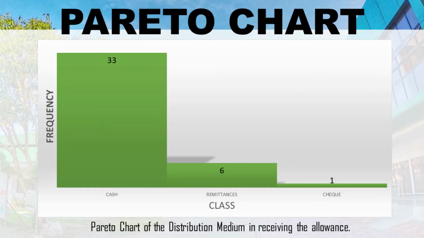In this kind of graph, it doesn't need to put the class in order, unlike the Pareto chart that the order of classes really matters. It can be ascending or descending or vice versa. In our case, we use descending order, where the cash has the highest frequency with 33, followed by remittances with 6, and check with 1.